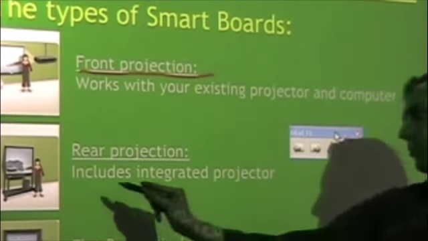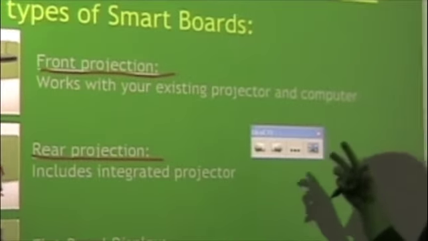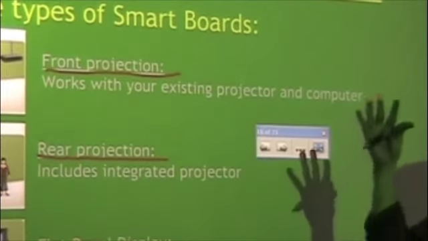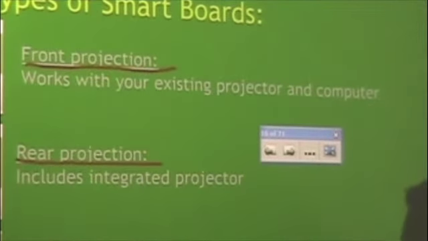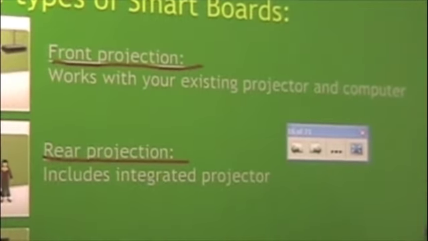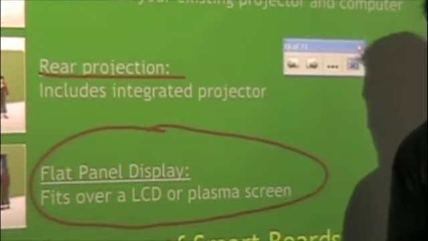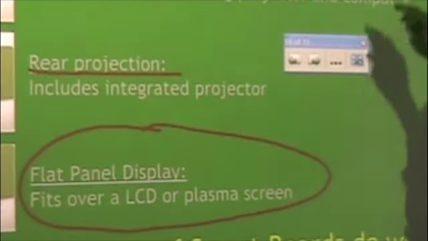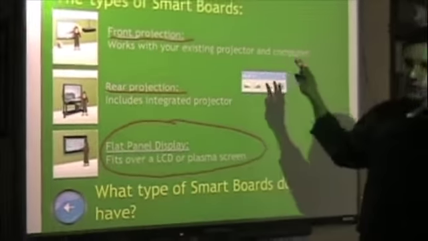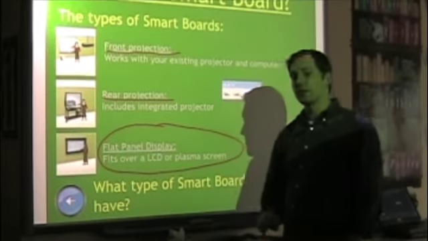The next is the rear projection smartboard, which has an integrated projector built into the smartboard behind it, and projects onto a transparent smartboard surface. Okay? That's more common in a corporate setting. And the final version, which is the nicest of all, is the flat panel display, which takes an HD or a plasma screen, puts a transparent smartboard membrane on top of it, and then we can interact directly on it. That's pretty much the best version.